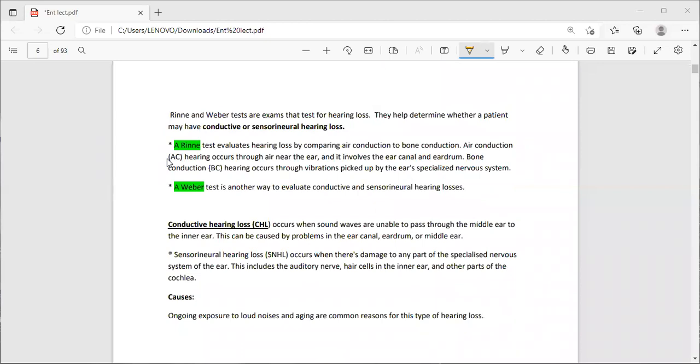So the Rinne test evaluates hearing loss by comparing air conduction to bone conduction. Air conduction occurs through the ear canal and the eardrum. Bone conduction hearing occurs through vibration picked up by the specialized nervous system.